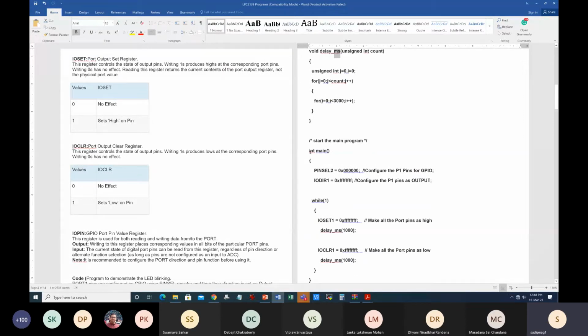Now the main program, so int main brackets, and then we have to do the pin select first, assuming I'm using port 1. Okay, so I'm not using port 0. Here I'm configuring port 1, and I'm using all the pins of port 1, all 16 pins. Okay, so all 16 pins, that means I can write something like this also. Okay, so now the point is it's not necessary to even write all these things.